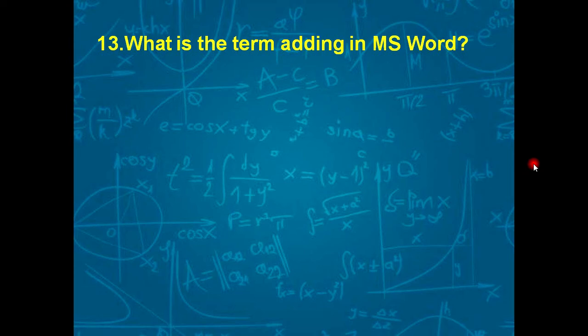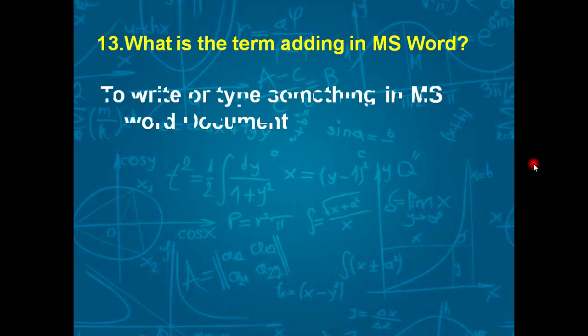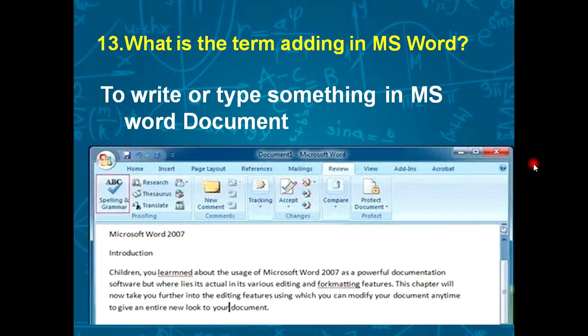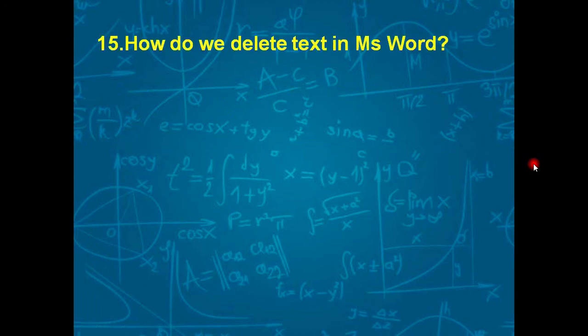So move ahead. What is the term adding in Microsoft Word? We always use add something in Microsoft Word, add text in Microsoft Word, add picture. What is the meaning of this term adding? To write or type something in Microsoft Word is called adding, like this. Here you are typing something, where your cursor is moving and you are typing something, is called adding something in documents.